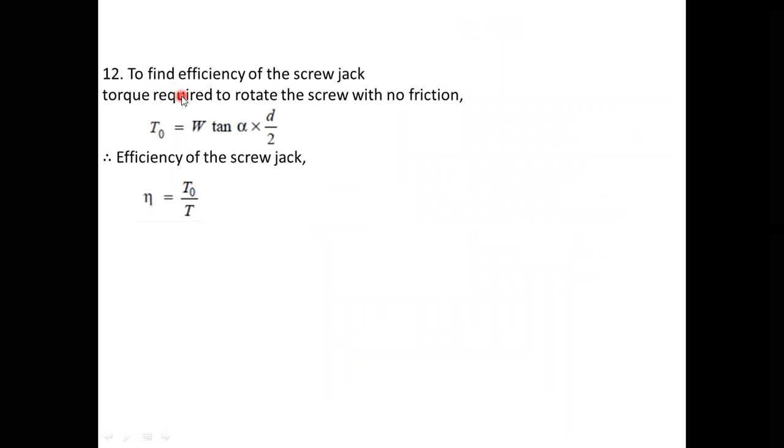The last step is to find the efficiency of the screw jack. Torque required to rotate the screw with no friction is given by T0, and it is equal to W into tan of alpha into d by 2, where alpha is the helix angle. Therefore, the efficiency of the screw jack is given by T0 upon T.